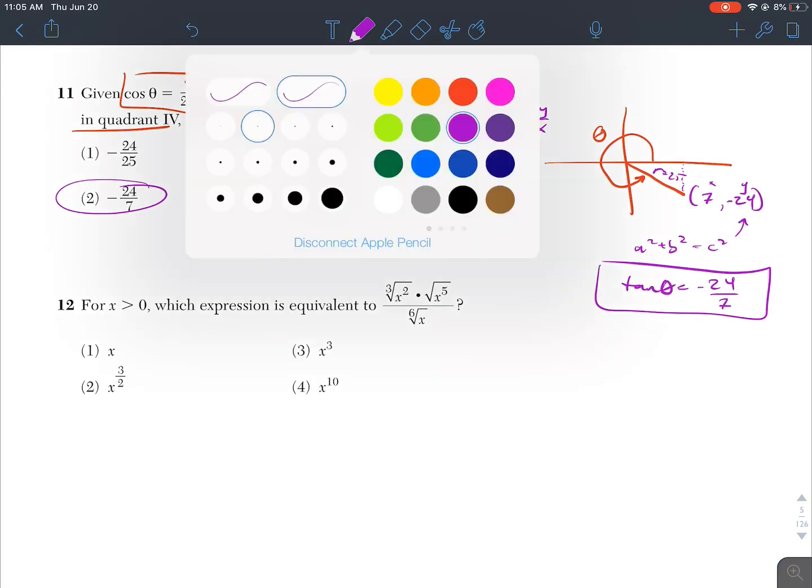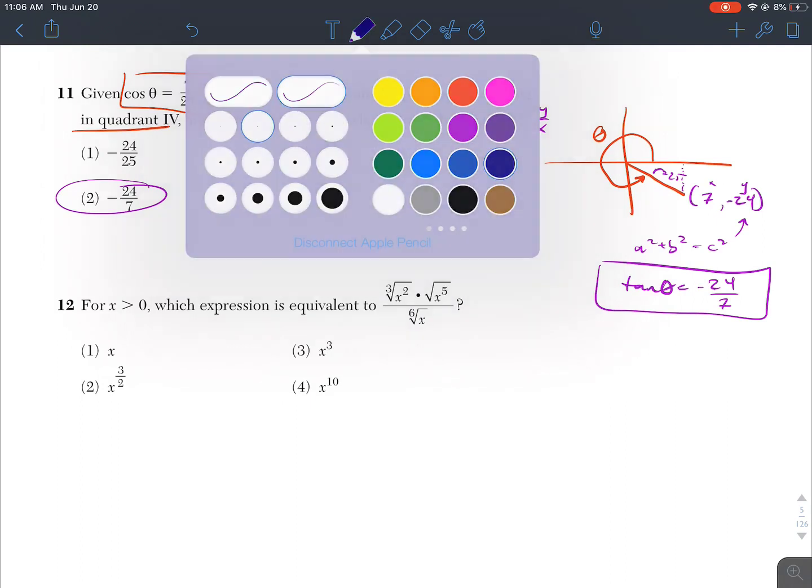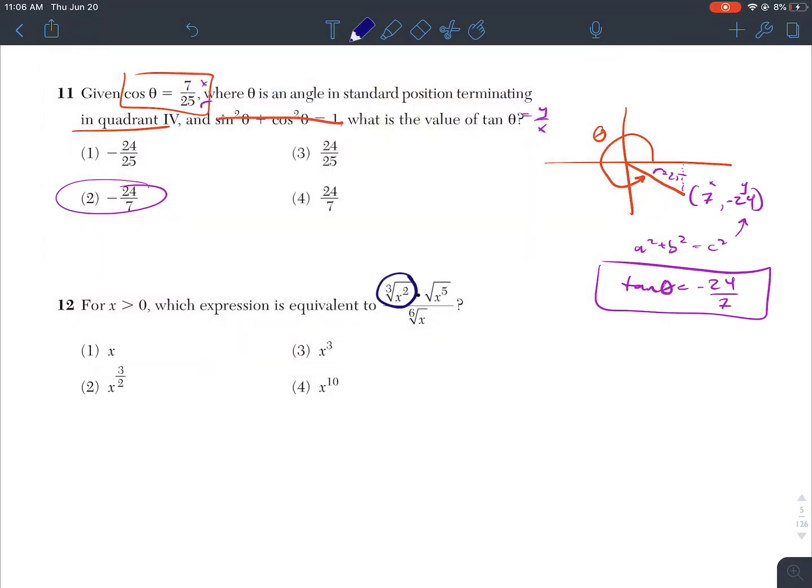This looks totally horrendous. But if you remember, roots and powers can be rewritten as fractional exponents. So this will be x to the power of 2 over root 3 times x to the power of 5 over 2, since the square root is the second root, divided by x to the power of 1 over 6. And the nice thing about rewriting it with rational exponents is that now we can use our exponent rules.